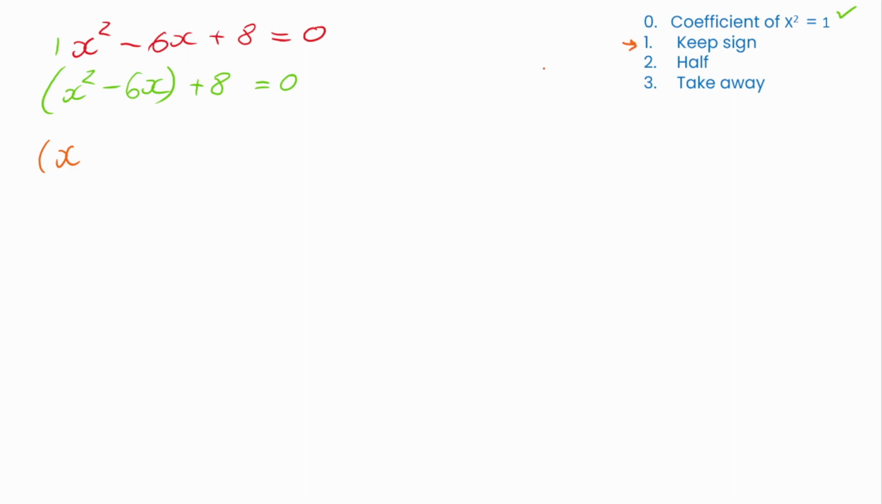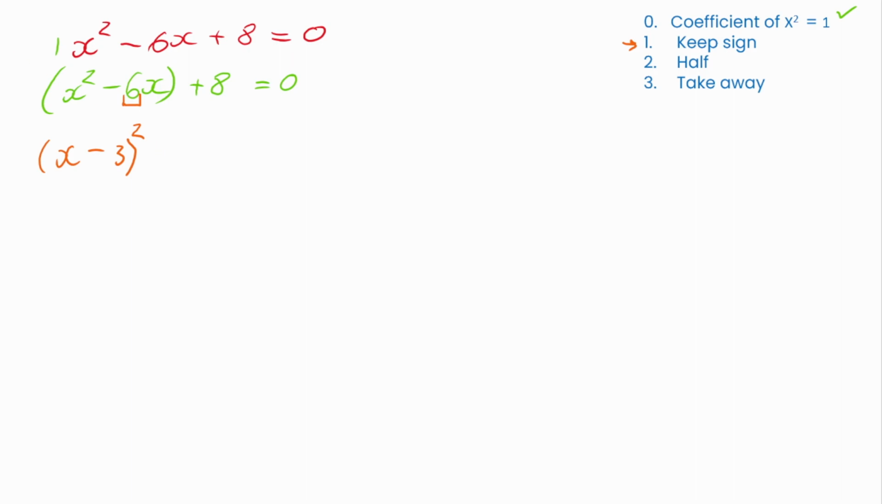So what we do is we keep the sign. What's the sign here? Negative. We keep that sign. Now, the second step, we half. So we're going to half the 6. What is half of 6? 3. And we don't write this x, we just close this bracket, and we square this bracket, because we're completing the square, we square it.